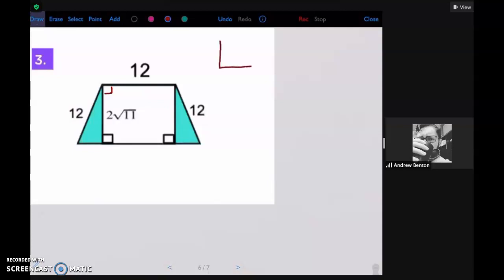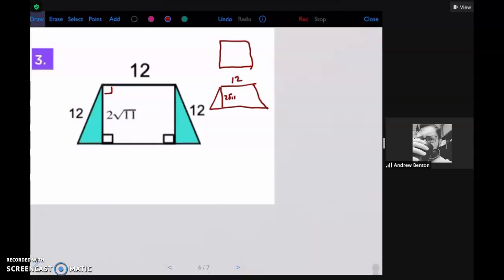I will have my rectangle. I'll keep it consistent. And we actually have dimensions of the rectangle already. And then we have the trapezoid. So the trapezoid's tough, but the trapezoid, you know the height, 2 root 11. You know the base 1, which is 12.